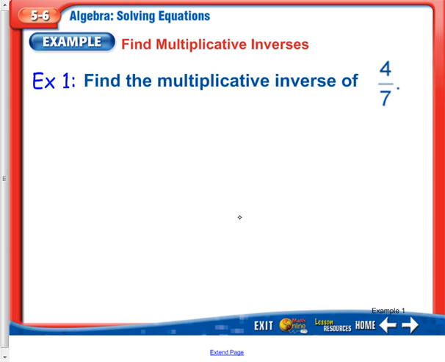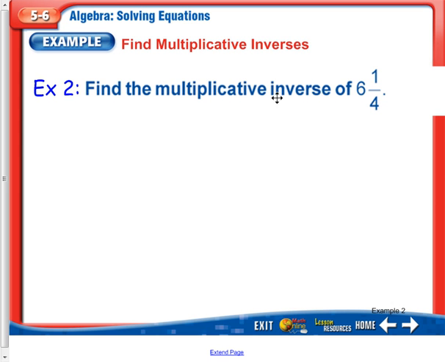So let's go and do a couple examples. Here it just asks us to write the multiplicative inverse of 4/7. So for your homework, you're just going to write 4/7, draw an arrow, and write 7/4. That's it. Just practicing writing the reciprocal and writing the multiplicative inverse.